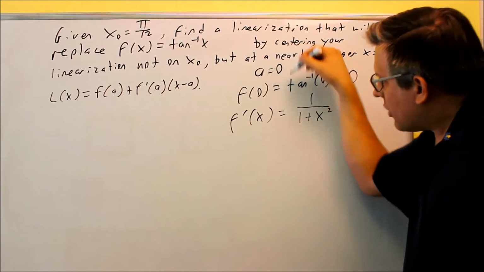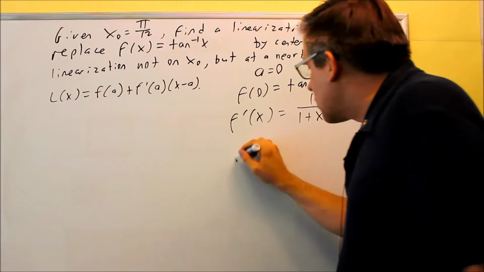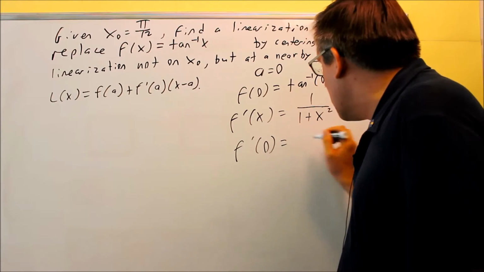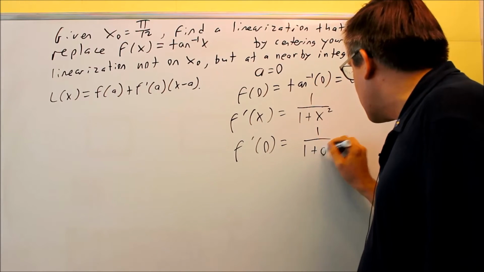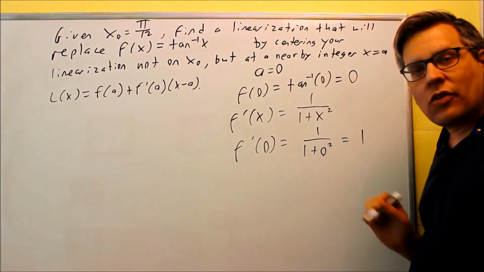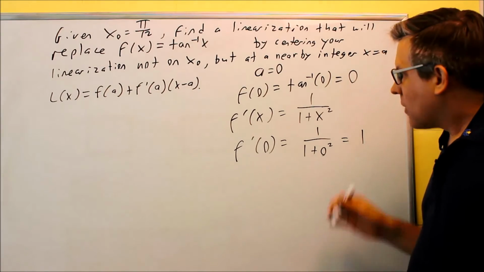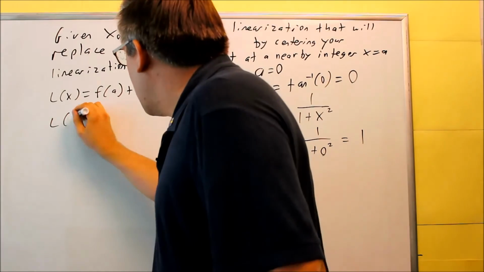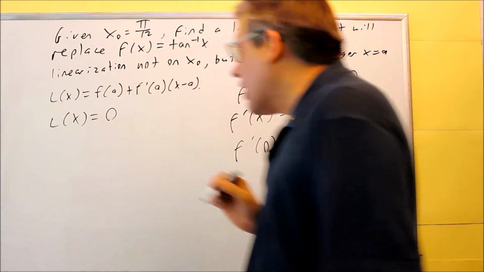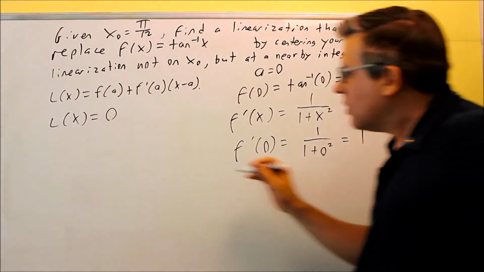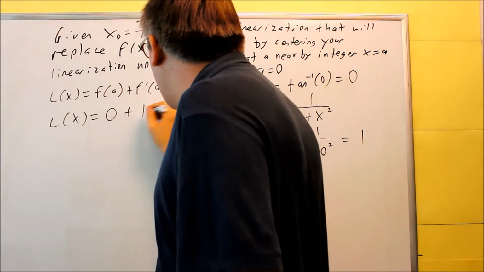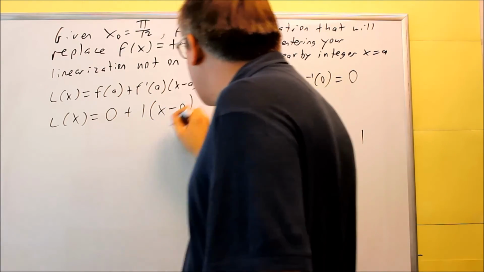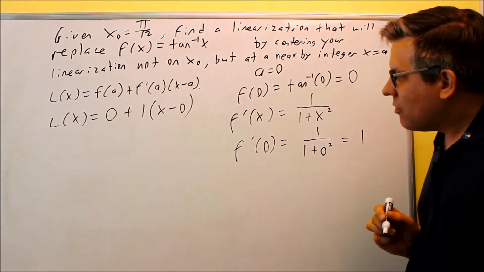We're going to put in a 0 into x. We're going to find f primed of 0 equals 1 over 1 plus 0 squared. That's going to give you a slope of 1. So now these two numbers we can put into here. Okay, so L of x is equal to 0, that's f of a. Okay, and then I have plus 1, and I have x minus 0 on the inside.